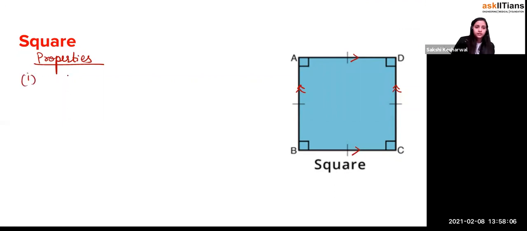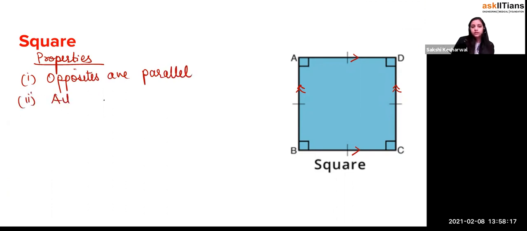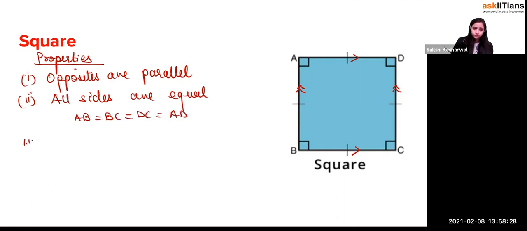We say that opposite sides are parallel, right? Second is that all sides are equal, right? All sides are equal means what? AB is equal to BC is equal to DC is equal to AD, right? Third, all angles, right, means what? All angles are 90 degrees, right?